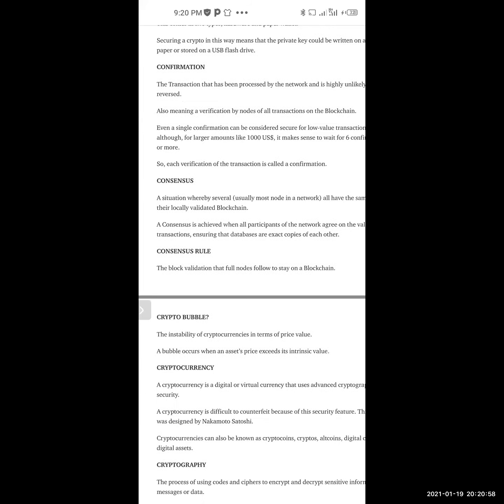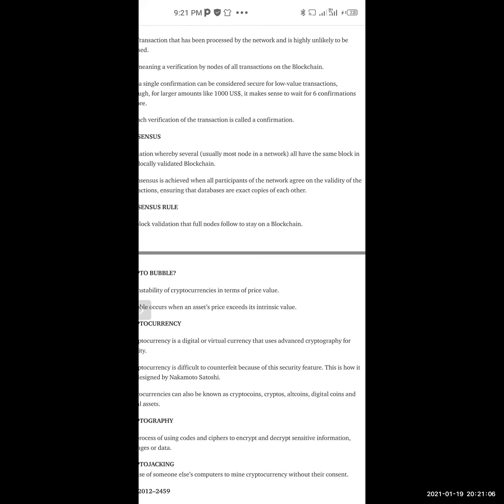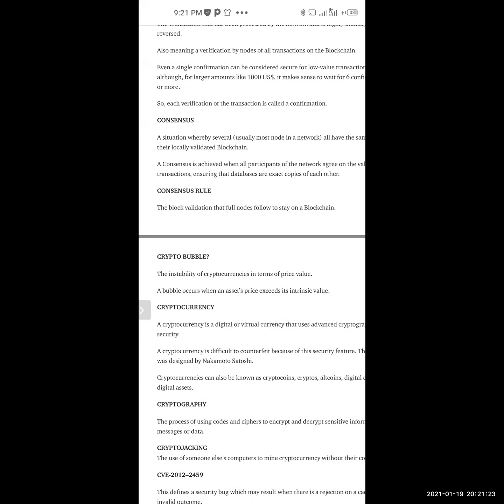Now, that's what we call a consensus mechanism. Consensus means an agreement. In crypto, there are so many consensus mechanisms. We have proof of work consensus, proof of stake consensus, proof of authority consensus, and many of them. Each of them has a role they are playing in the crypto space. We'll get to that.